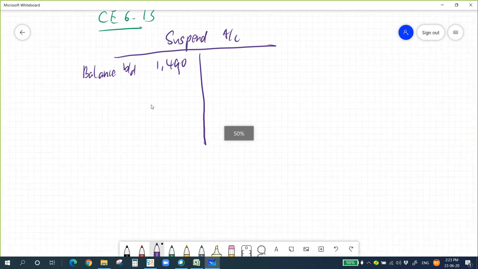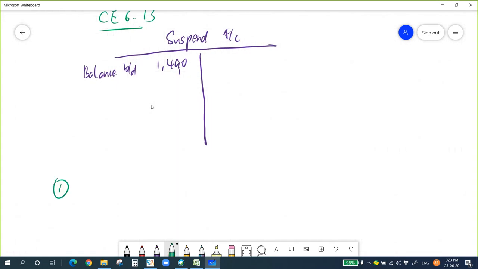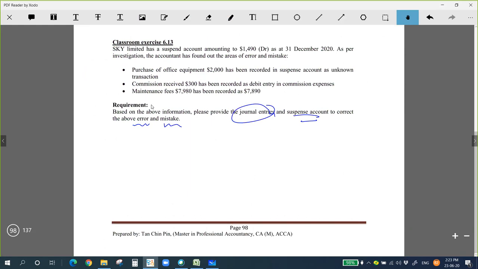So we start from the first adjustment. Purchase of office equipment 2000 has been recorded in suspend account as an unknown transaction. When we purchase office equipment, by right we should recognize this under non-current asset. But because the accountant was not sure how to record this, they put it in suspend account temporarily. So we have to reverse this 2000 from the suspend account and record it in the correct account, right?